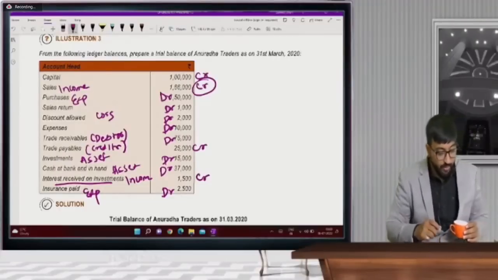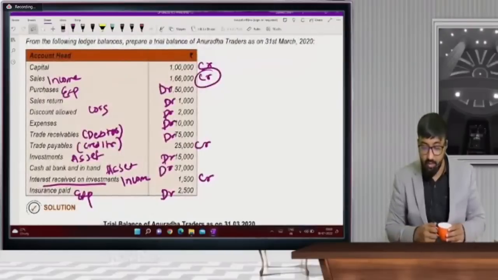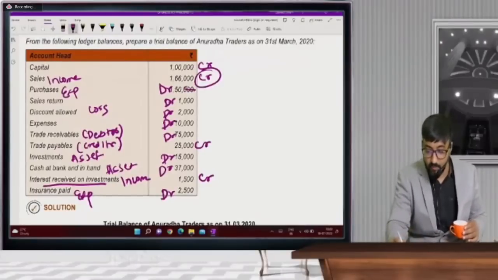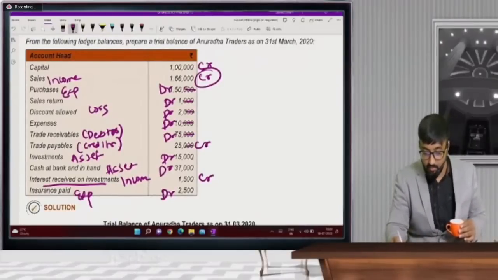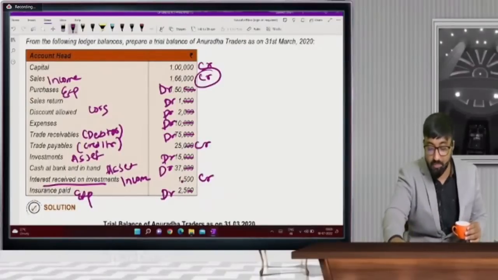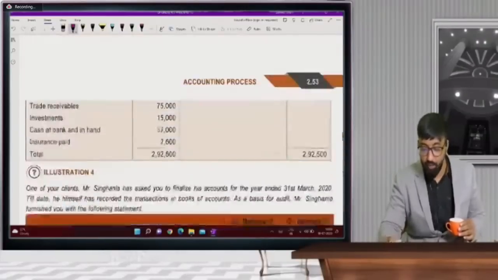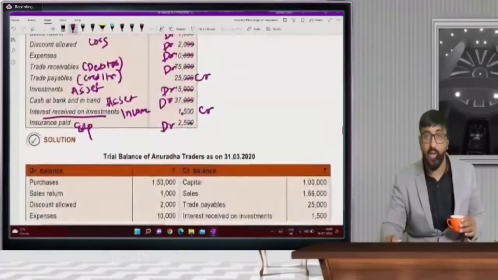Now take the total of debit and credit. Tell me the total of debit. On the calculator, you don't take all the digits. These three zeros are of no use. And whenever there is 500, you can take 1.5 and 2.5, so your speed will increase. 150 plus 1 plus 2 plus 10 plus 75 plus 15 plus 37 plus 2.5. That is 290 to 500.